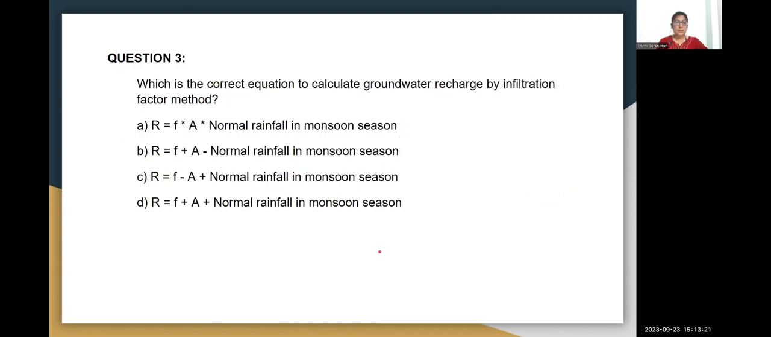Moving on to the next question. Which is the correct equation to calculate groundwater recharge by infiltration factor method?